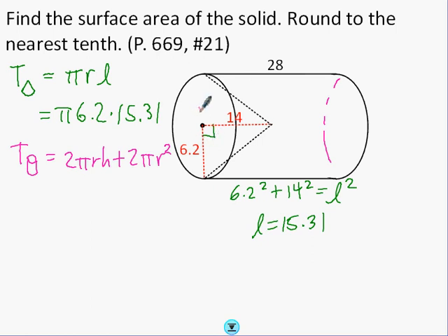Oh, but we're missing that. We don't have to paint that. We don't have to cover that. So I'm going to erase one of these. We just want 1 pi r squared. And we'll plug it in. 2 times pi, the radius is 6.2. The height is 28, plus pi, and the radius is again 6.2 squared.